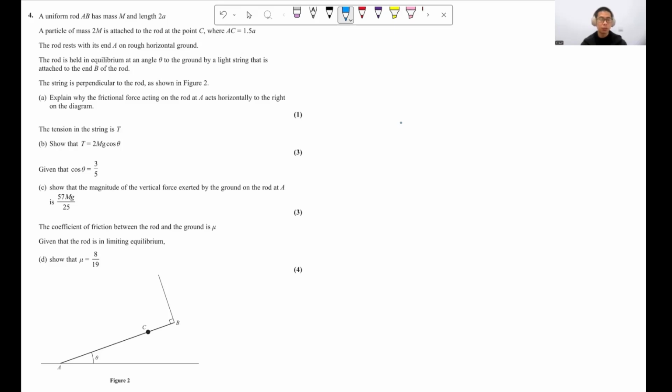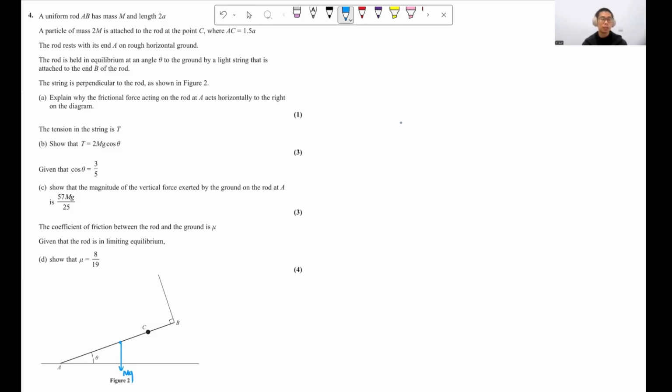Let's have a look at question 4. So this is clearly a moments question. Let's have a look. A uniform rod AB has mass m and length 2a. So if it's uniform, that means the center of mass should be right in the middle. So let's label this one as mg.